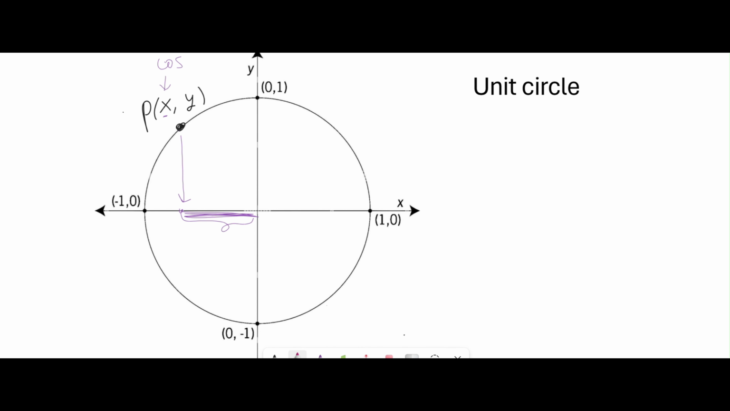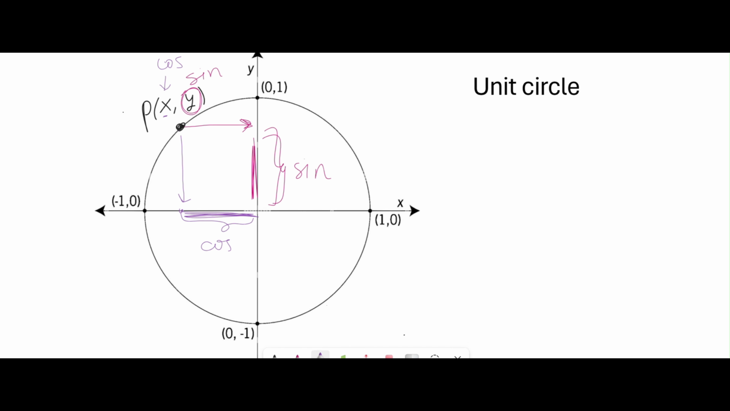While the y-axis represents the sine value. The sine value can be read from the y-axis. So this one here stands for sine, while this one stands for cosine.